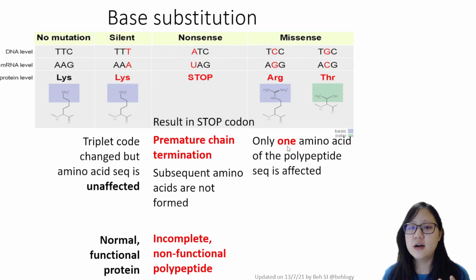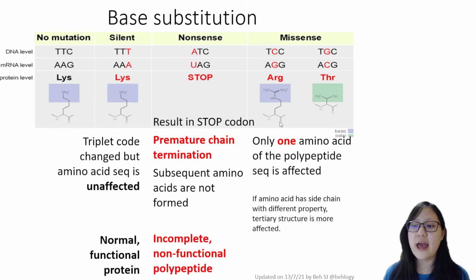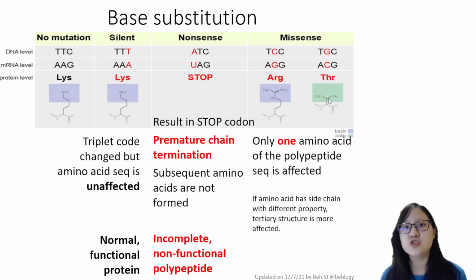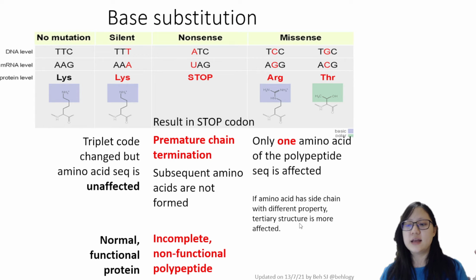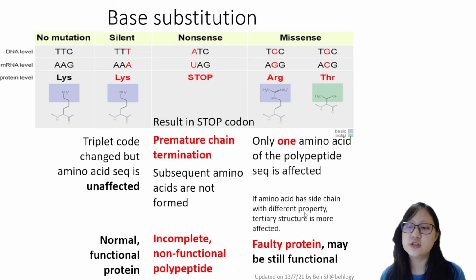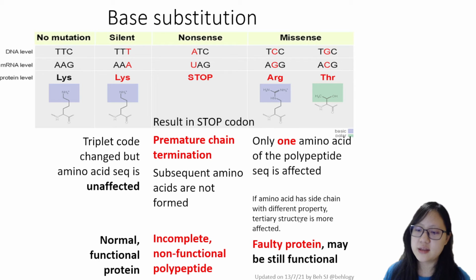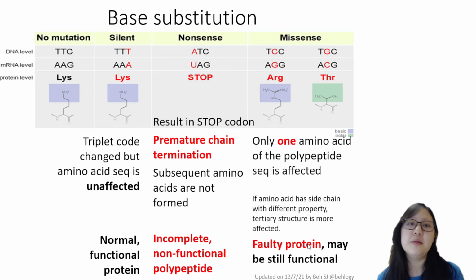However, the property of the amino acid does matter, because if the amino acid has a side chain with a different property, the tertiary structure will be more affected, because different property means it can form different bonds, and that means that the coiling and the folding of the polypeptide structure would be different, and the tertiary structure, the 3D structure, will be more affected. This would result in an overall faulty protein, which may be functional. So there is a maybe there.